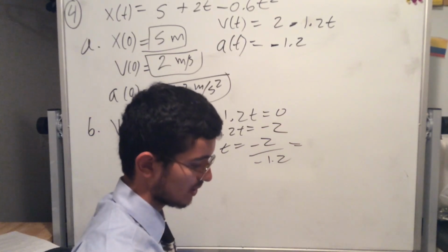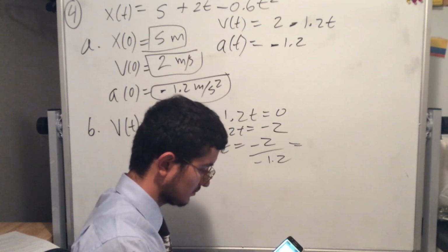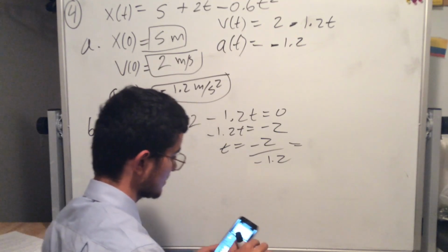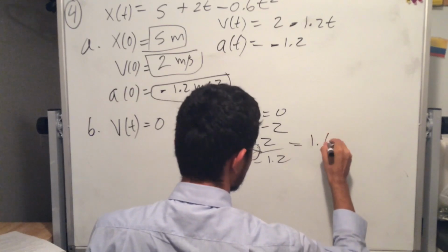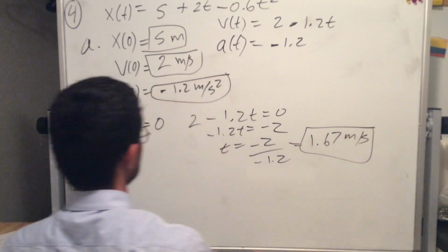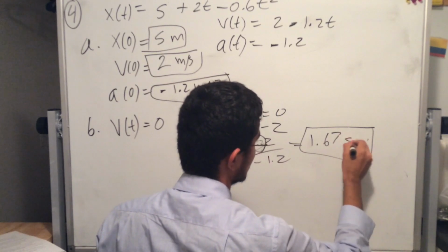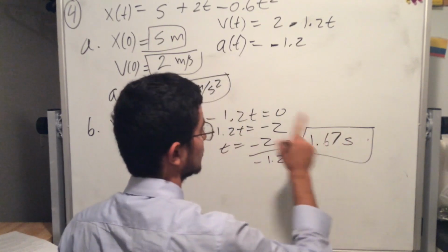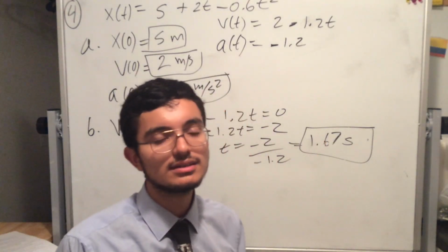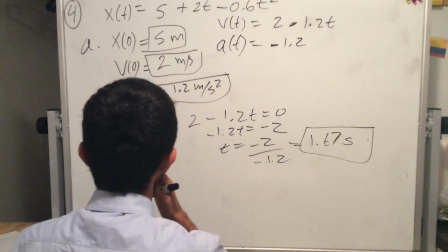Let's see what that is if we plug it into the calculator. Okay, so that gives us 1.67 meters per second. I'm sorry, 1.67 seconds. Yes, because we're looking for time, right? So t is equal to 1.67 seconds. That's going to be the time when this object comes to rest. Okay, so let's go ahead and do part C.